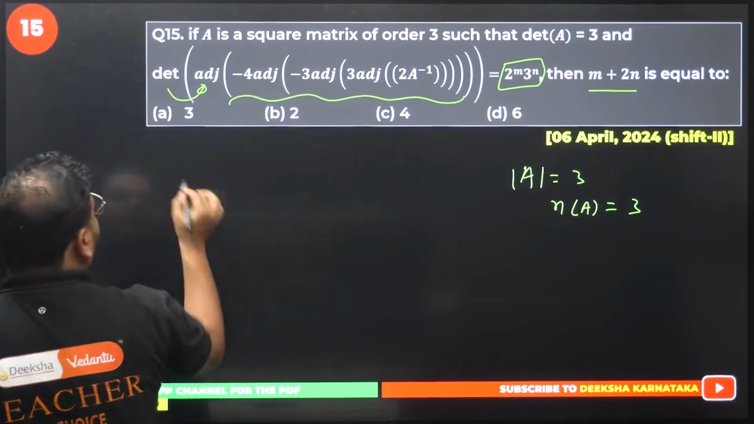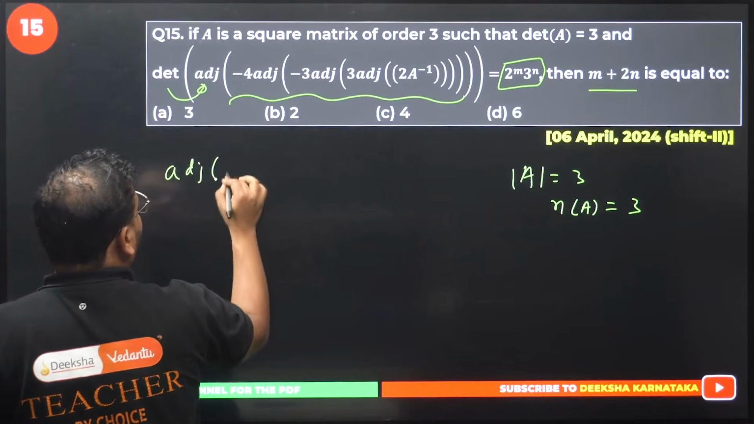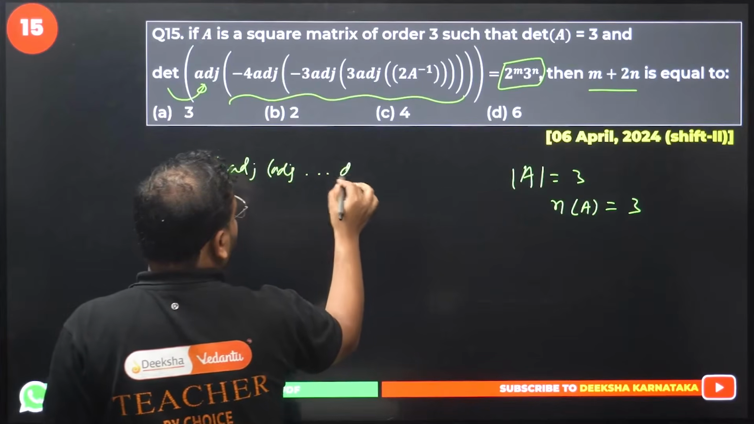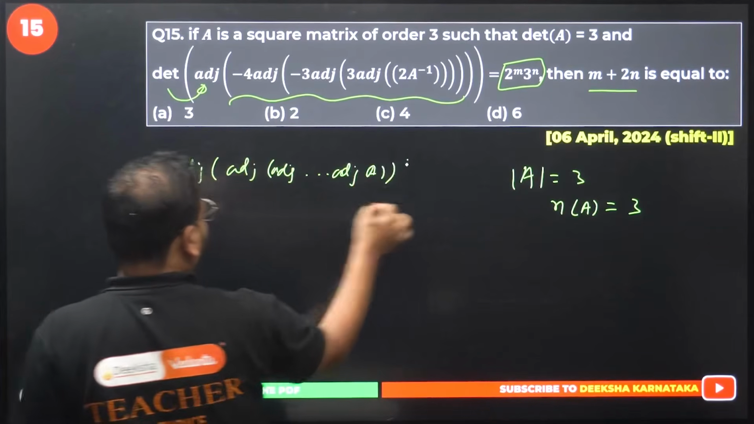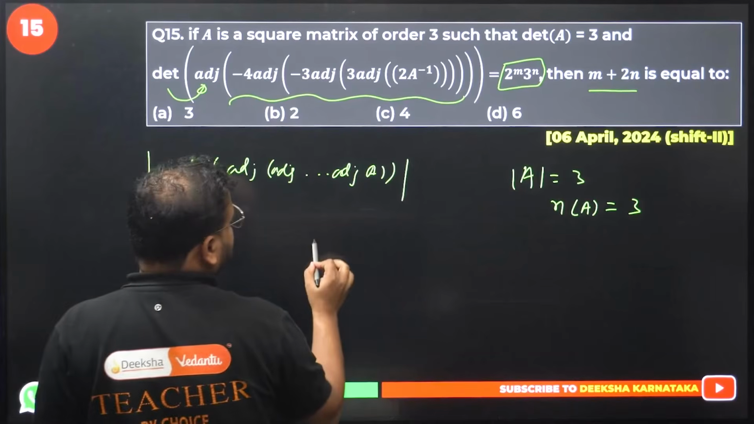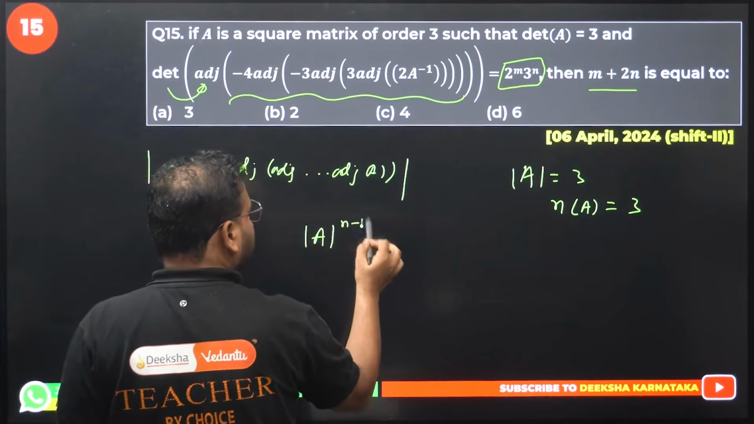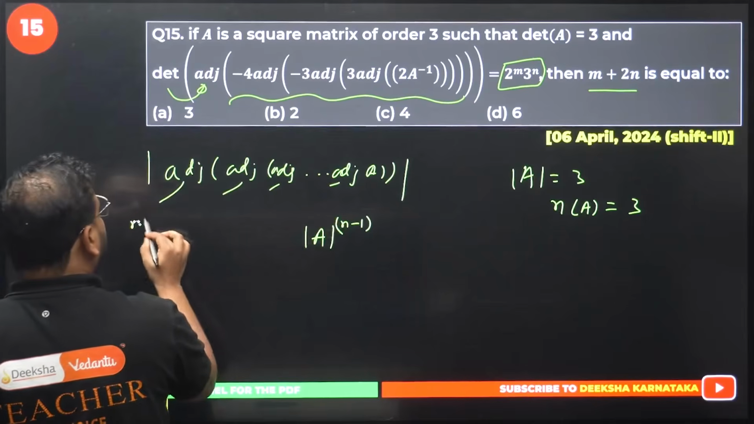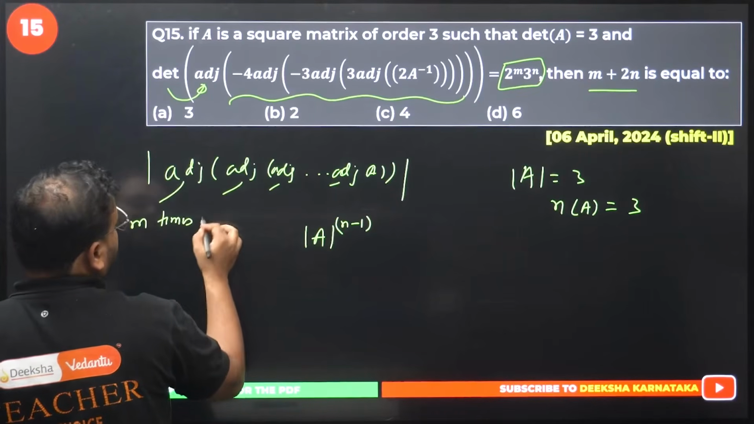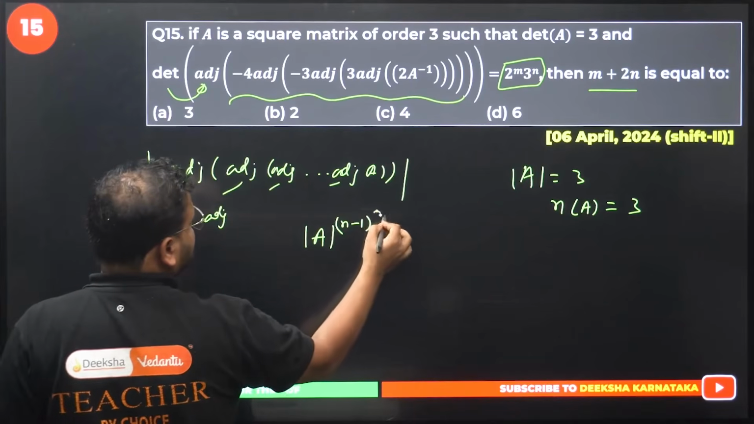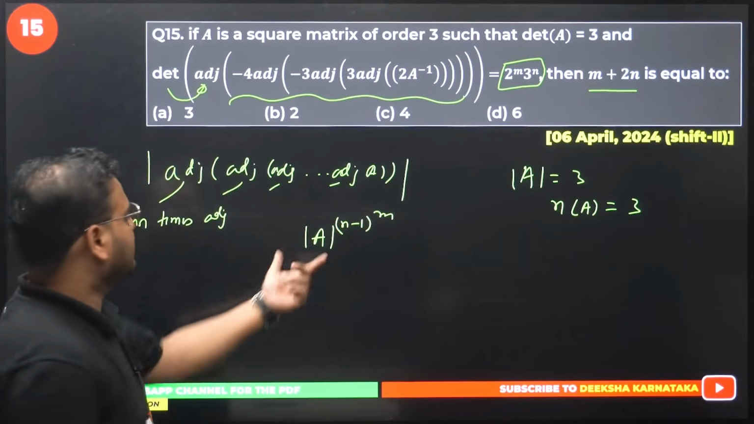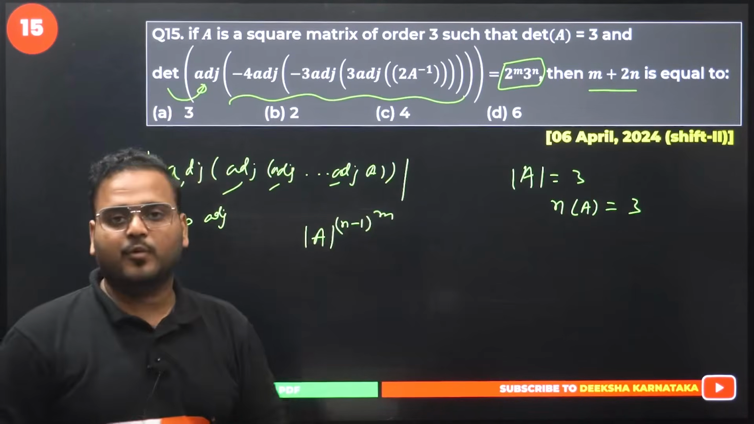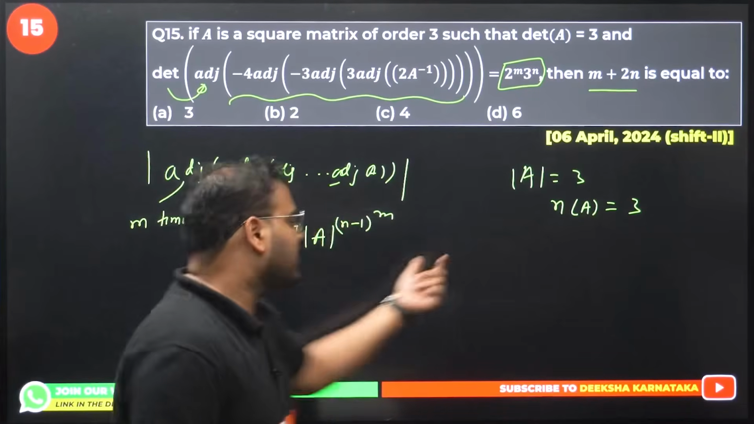Remember the property: adjoint of adjoint and so on till adjoint A, and determinant is applied to this. This becomes determinant of A power (n minus 1) power the number of adjoints we have. Let's say 1, 2, 3, here we have m times adjoints, so we get power as m. This is the property. Here n represents the order itself. In this case, the order is 3.